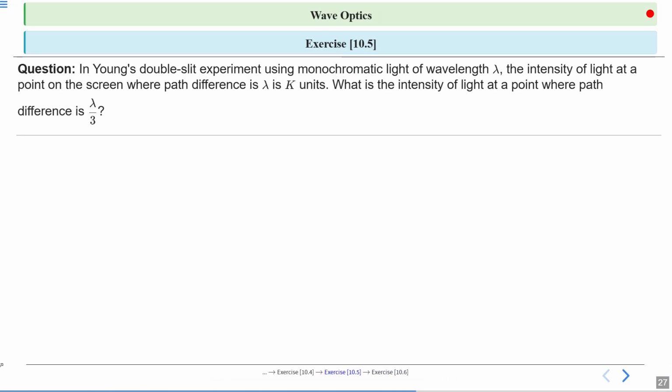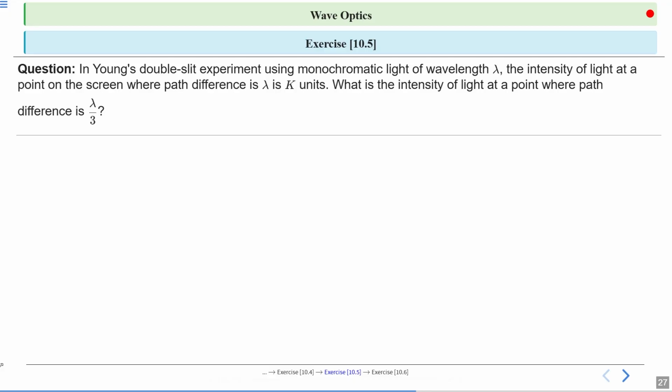So next question. This question is also about Young's double slit experiment. The question provides a specific scenario: the intensity at a point where the path difference is equal to wavelength lambda is given as k units. The problem asks to determine the intensity at a different point where the path difference is lambda by 3. This question tests our understanding of the relationship between the path difference and light intensity in an interference pattern.